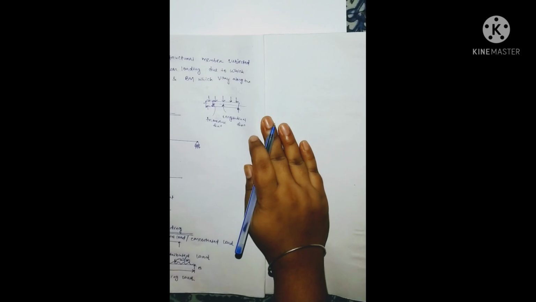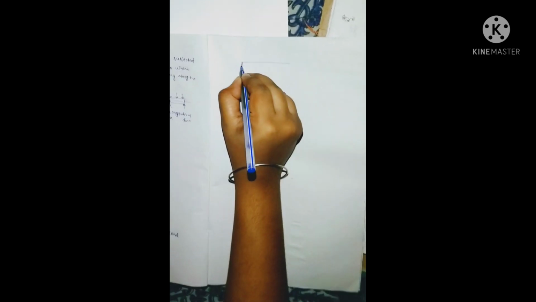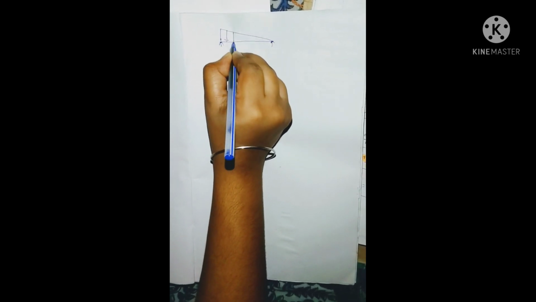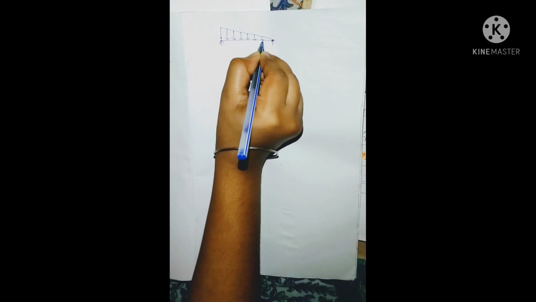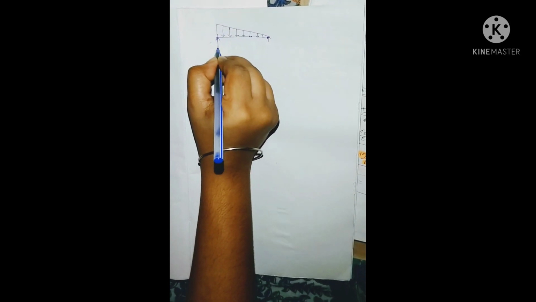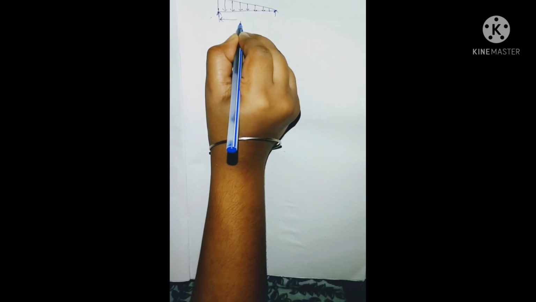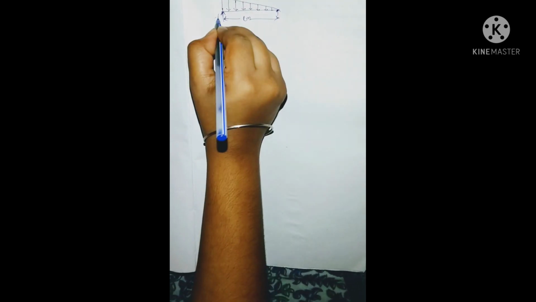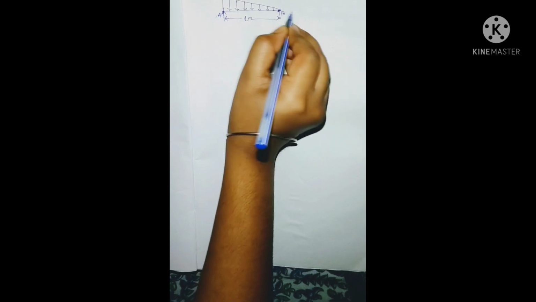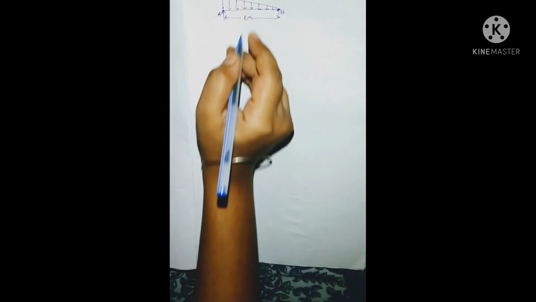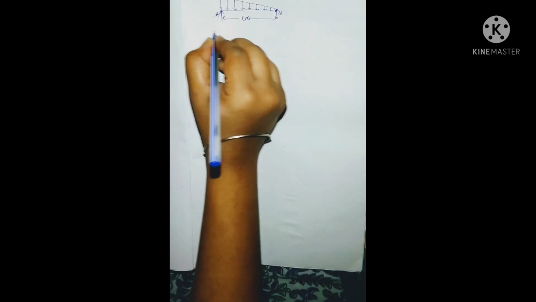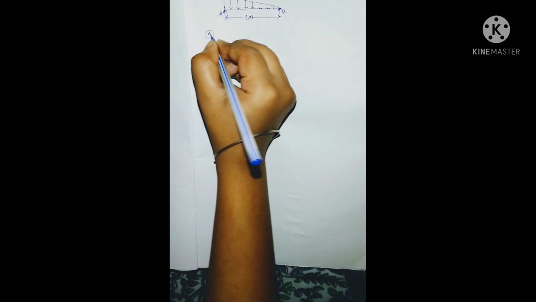Let's move to the next page. Uniformly varying load means the load is varying throughout its length. Its intensity of loading is varying with respect to its length. Let it be W kilonewton per meter and this is L, also in meter. The load is varying from support B to support A up to W kilonewton per meter. Okay, then we can add it in types of loading.